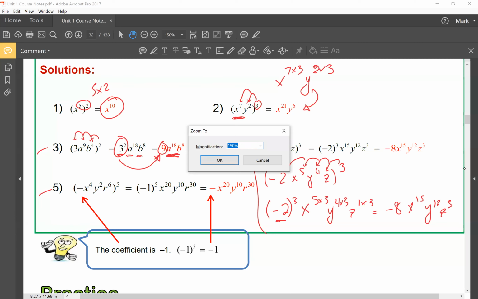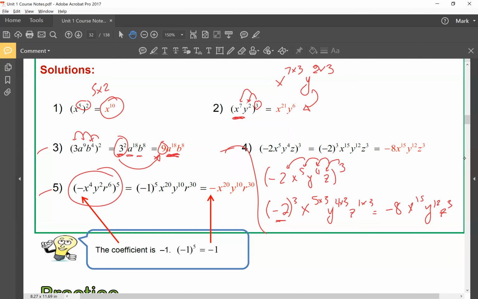Okay, last one. I'll do this here. So -x to the power of 4. Now, there's a very important thing here that I'll talk about in a second.